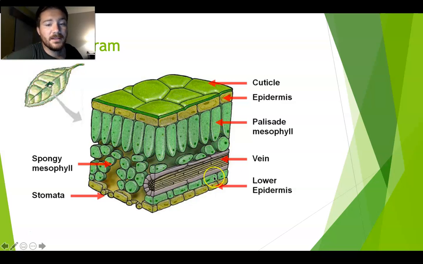You have the veins, which carry the sugars made from photosynthesis out of the cell. You have the lower epidermis, which protects the bottom part of the leaf, and the stomata, which are places that air can get through, particularly air like carbon dioxide, very necessary to fuel photosynthesis within the cell.